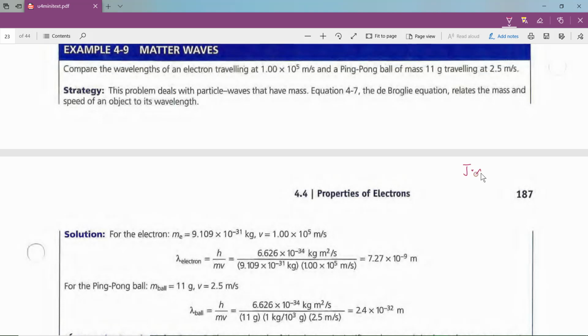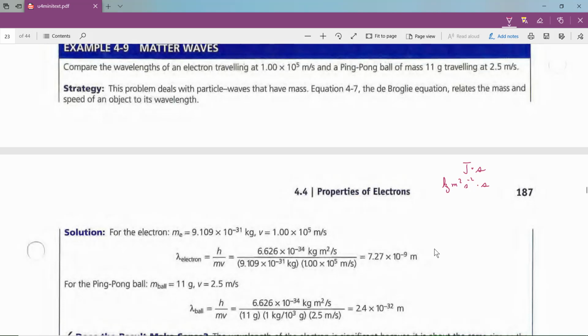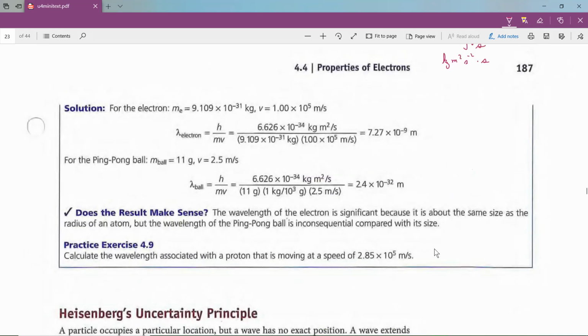When I think of Planck's constant, I think of joules per second. Now I know a joule is a kilogram meter squared per second squared. Multiplied by second, yeah, it becomes kilogram meter squared per second. Okay, yeah, that's another unit for that.